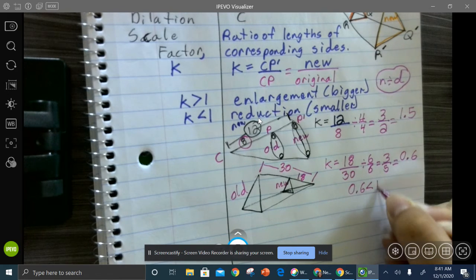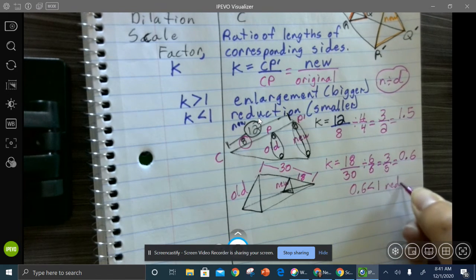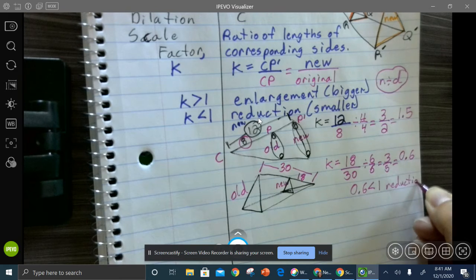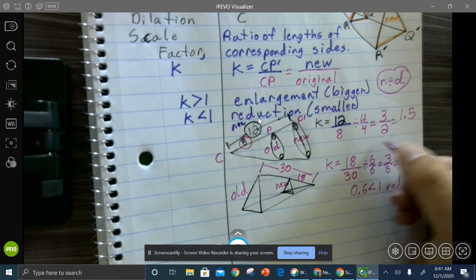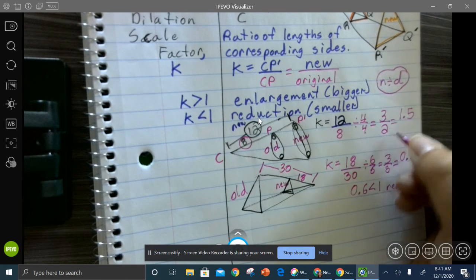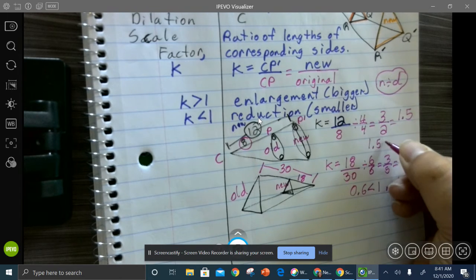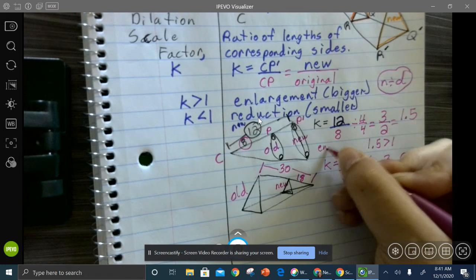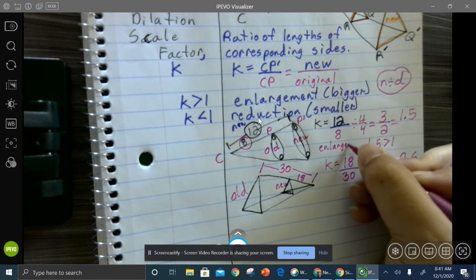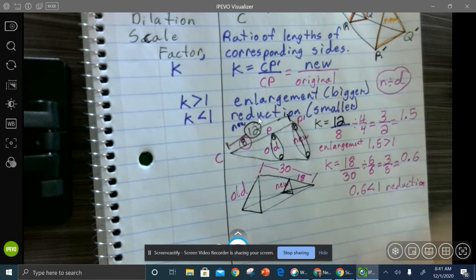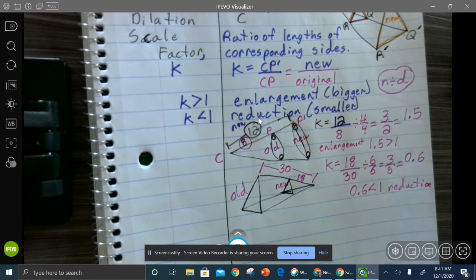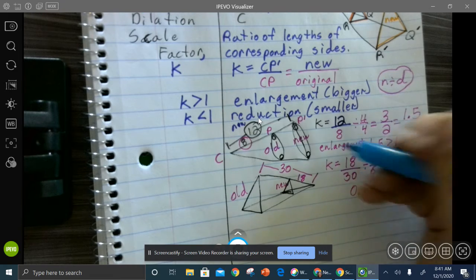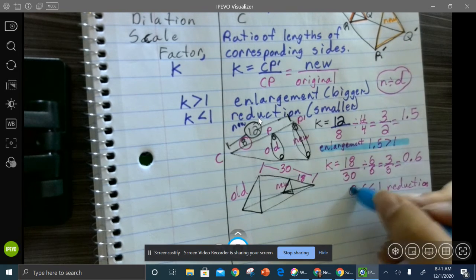It is less than 1, so this is a reduction. This one, 1 and 5/10, is greater than 1, so it is an enlargement. So this is an enlargement, this is a reduction.